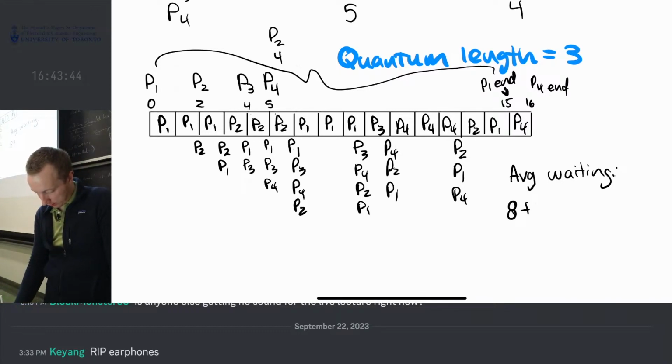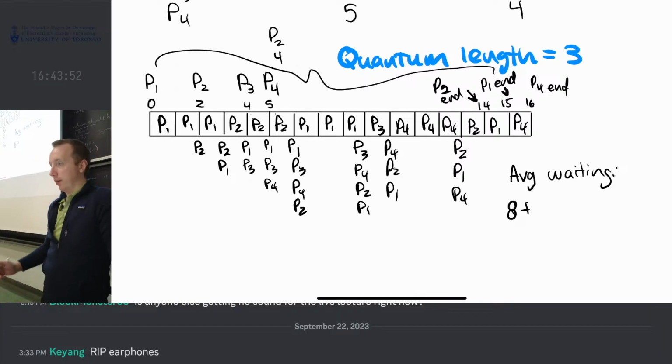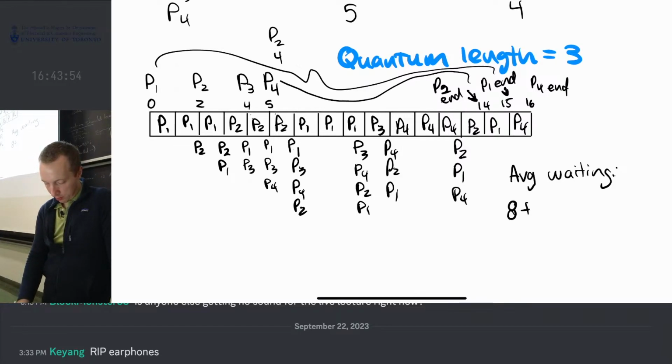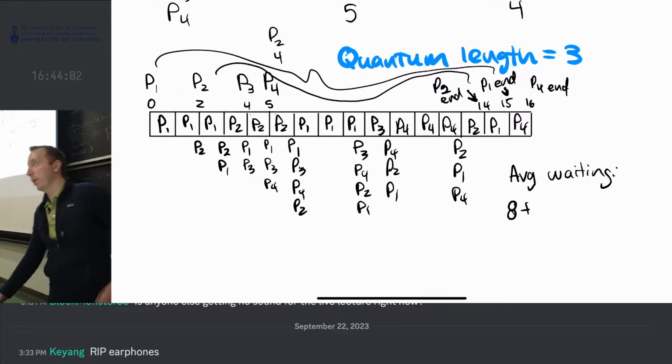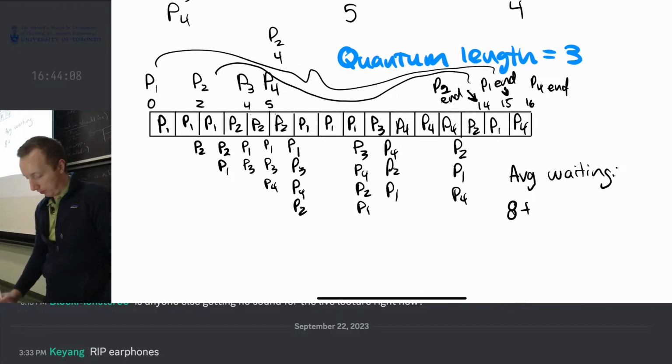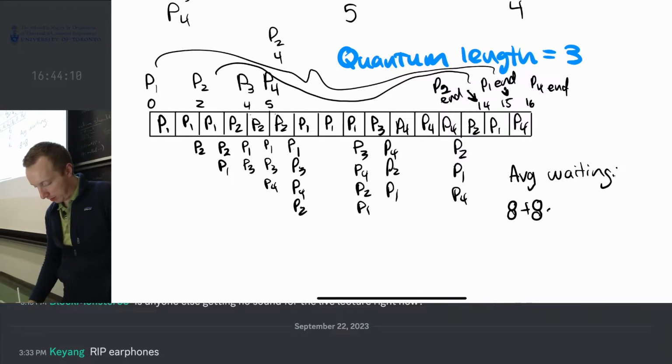It ended here at 14, and it started at time 2. So it was hanging around for 12 time units, right? 14 minus 2. It executed for 4, so it must have been waiting around for 8. And that saves me a bunch of time. I don't have to count a bunch of stupid blocks.